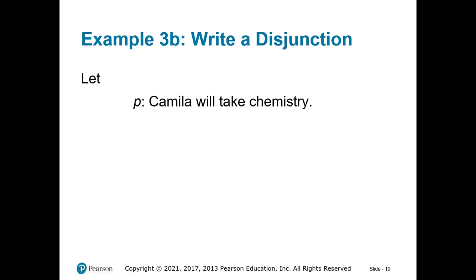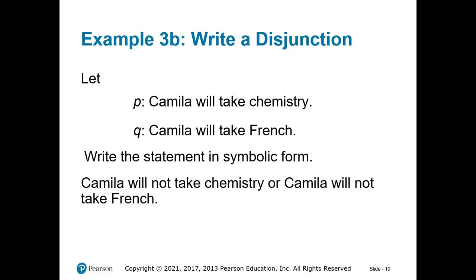Here's another example. Camilla will take chemistry, Camilla will take French. Okay, now how are you going to translate this into symbols? Camilla will not take chemistry or Camilla will not take French. Well, now we're going to negate the P and negate the Q and use the disjunction operator in between. So it is not true that Camilla will take chemistry, or it is not true that Camilla will take French. Or you can say Camilla will not take chemistry, or Camilla will not take French.